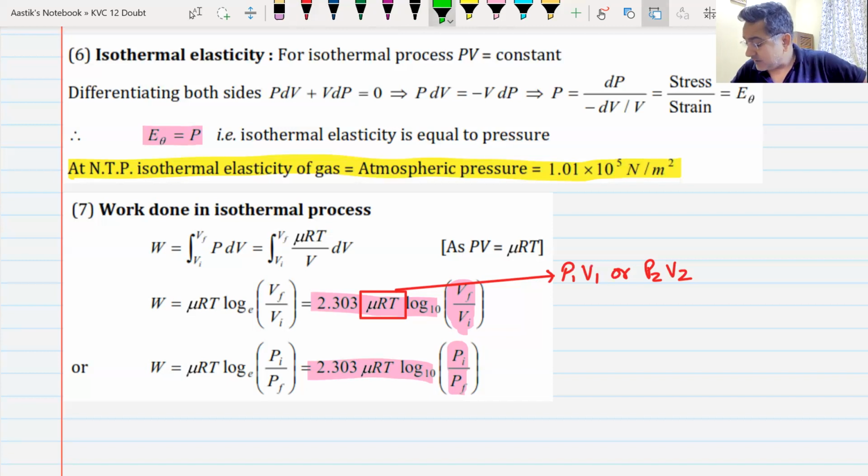Depending on how the question is given, you can write the formula accordingly. When you integrate this, you will get the log of base e, but when you convert it into log of base 10, 2.303 is multiplied. You must know this. If you don't know this, you can note it down here. Everyone knows the work done in isothermal process, yes or no? Know it?